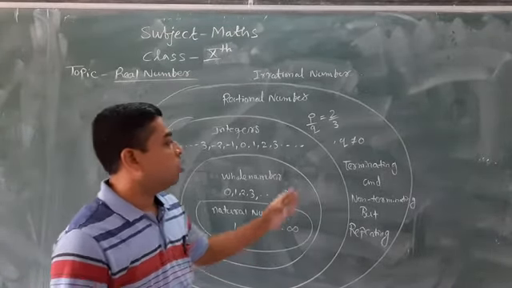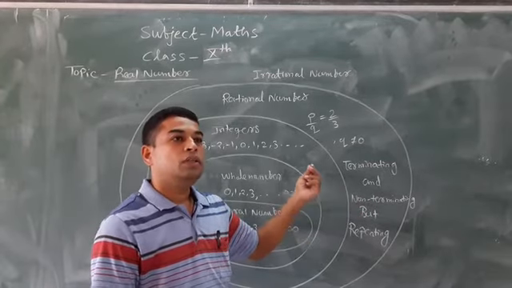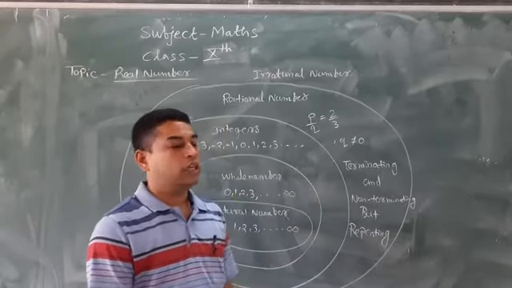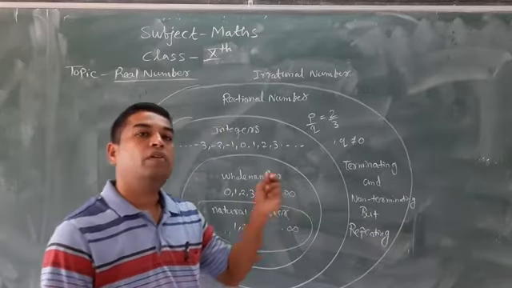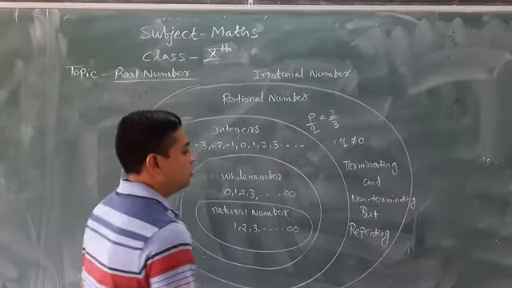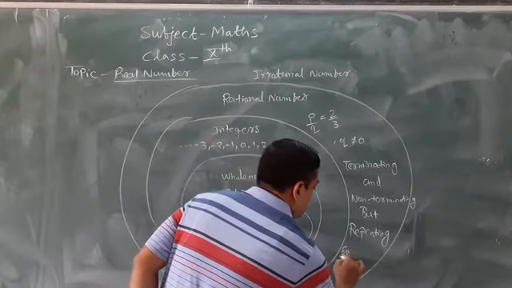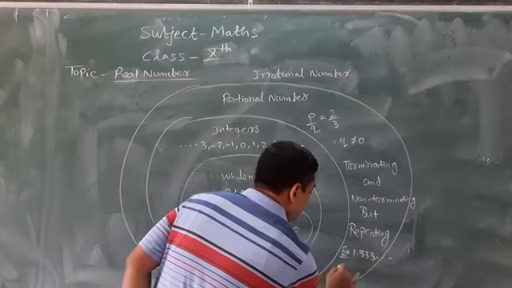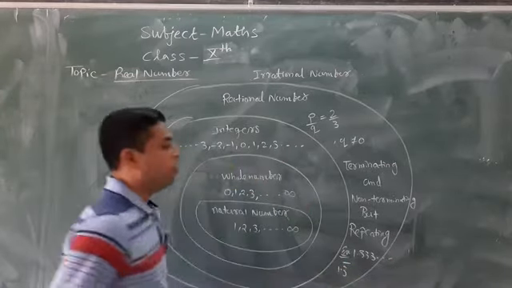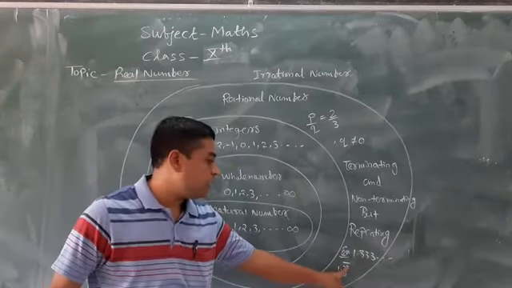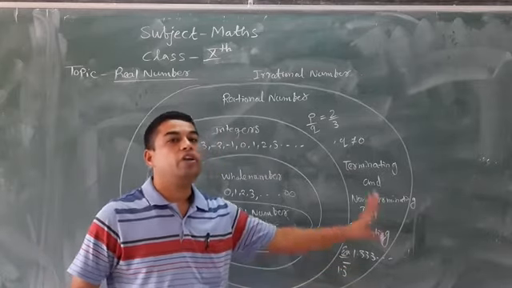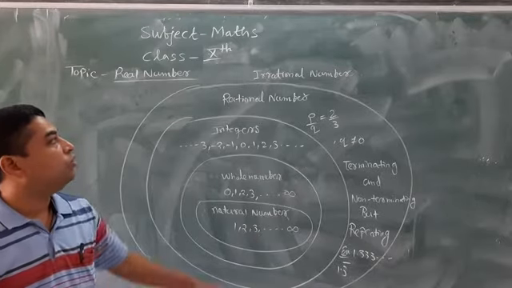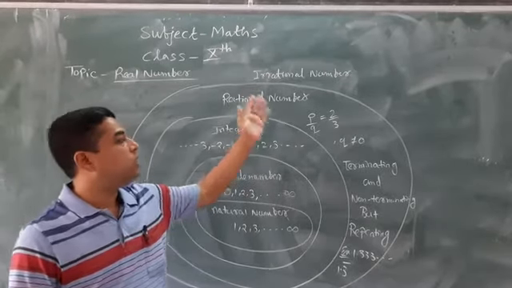But if it is not terminating, and some digit or group of digits repeats, that is called non-terminating but repeating. For example, 1.333 and so on can be written as 1.3 bar. This represents that this 3 is coming continuously. This process is never ending. This type of number is also included in rational numbers. Then what is an irrational number?